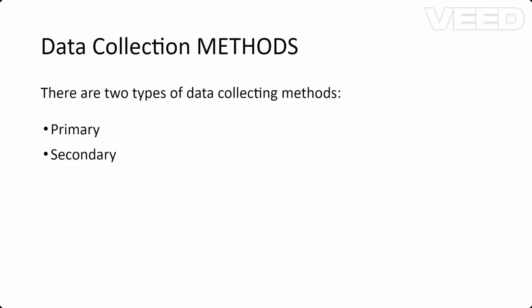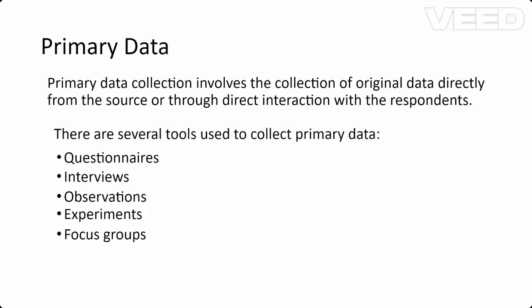There are two types of data collection methods. There is primary data collection, and there's also secondary. So, primary data collection involves the collection of original data directly from the source. You're getting the information straight from the source or through direct interaction with the respondents.